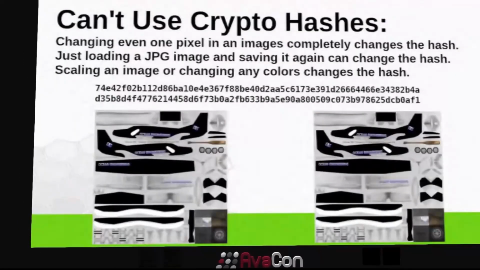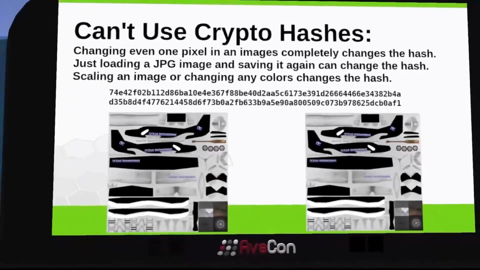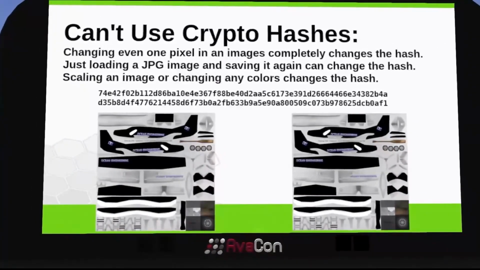And cryptographic hashes, you can't use them for deciding if two images are similar to each other because it's a design feature of a cryptographic hash that changing one bit, or one pixel in the image, will change the entire hash. And here's an example.